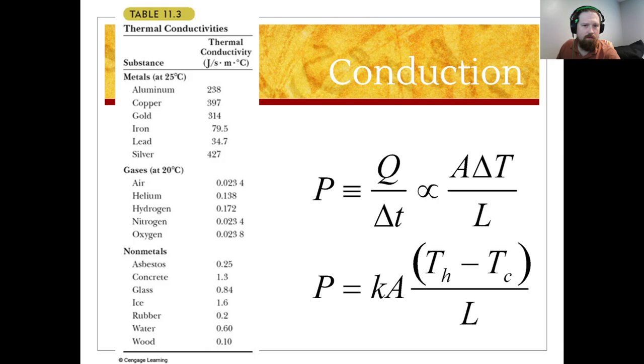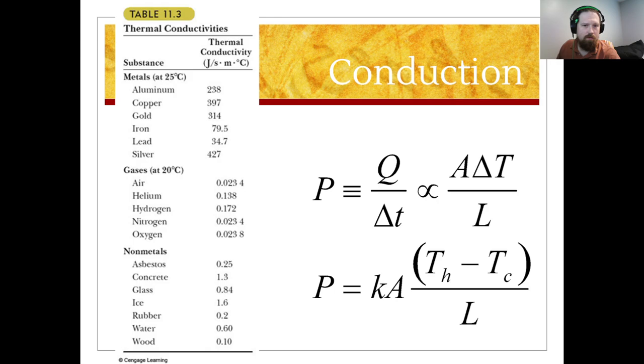Again, the hotter something is when you touch it, the more thermal energy you'll get through contact with it, and the more intense the sensation that you measure with your hand will be. So, the temperature difference across the object matters for the rate at which thermal energy will flow.